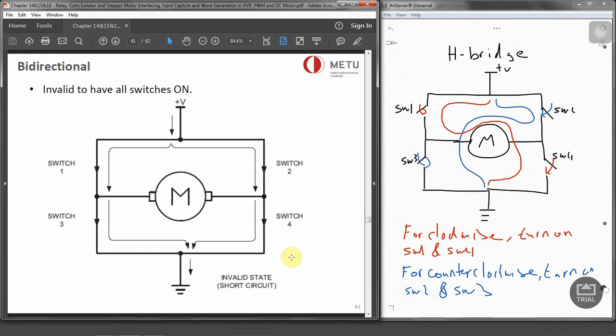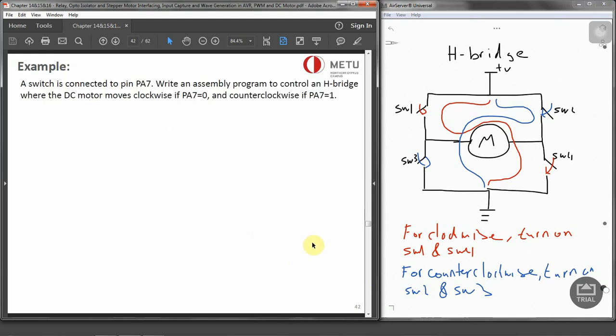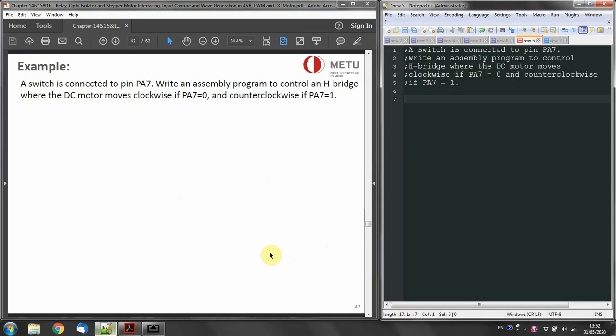So now let's do an example to see how we can interface AVR with the H-bridge and the motor. So the switch is connected to pin A. Write an assembly program to control an H-bridge where the DC motor moves clockwise if PA7 is 0 and counterclockwise if PA7 is 1. Okay, so let's start with the ports.